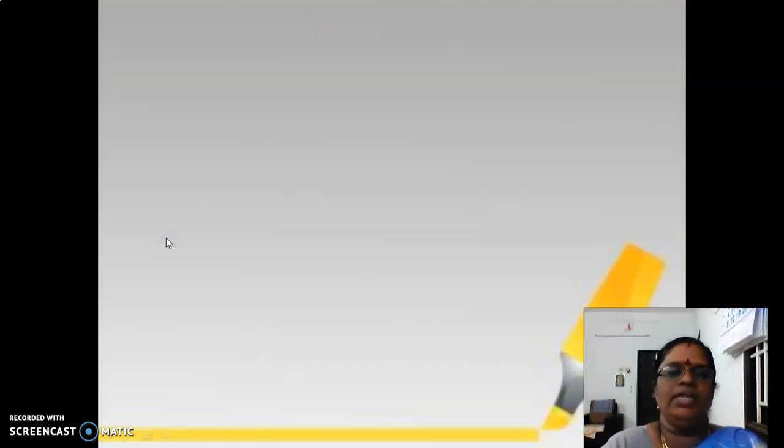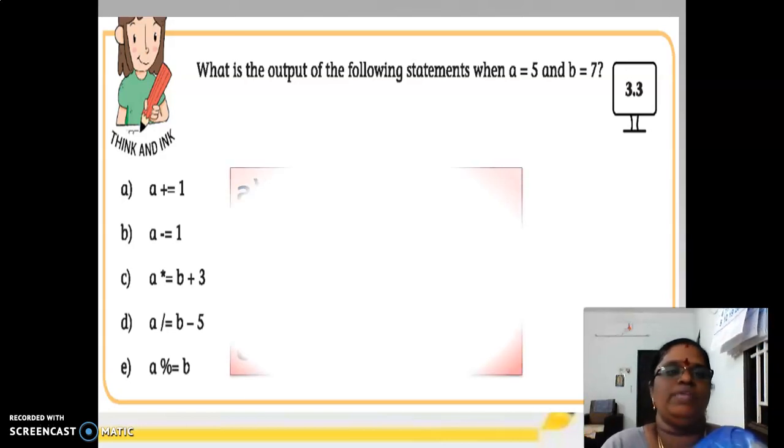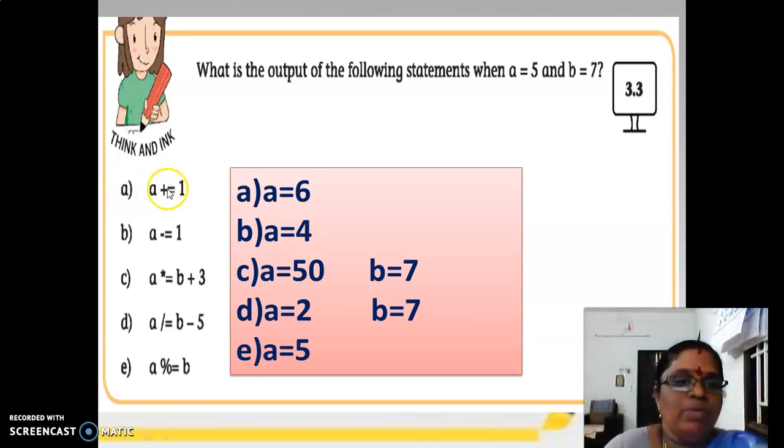The next activity is 3.3. What is the output of the following statements when A is equal to 5 and B is equal to 7? So this is the answer. See, A is equal to A plus 1, so 6. A is equal to A minus 1, 5 minus 1, that is 4. In C, A is equal to A into B plus 3. B is 7, so 7 plus 3, 10. 10 into 5, 50. So A becomes 50 and B is the same 7.